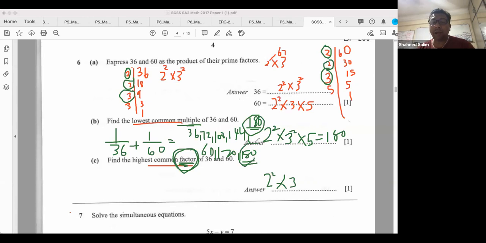You list down all the timetable, but you have now learned a faster way. Your prime factorization, take the bigger one for lowest common multiple. 2 square, 2 square, include 2 square. 3 square, 3, take 3 square. 5, this one has nothing, put the 5 in. You will get your lowest common multiple.